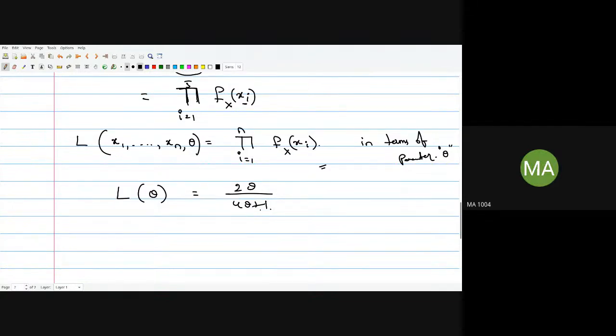So why we use this is because we need some value theta for which this particular L theta, so this likelihood function, will be maximum. So why we are looking for maximum is a question to think. So why are we behind maximizing this likelihood?